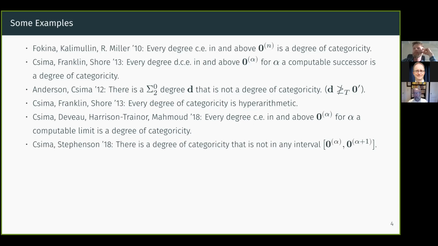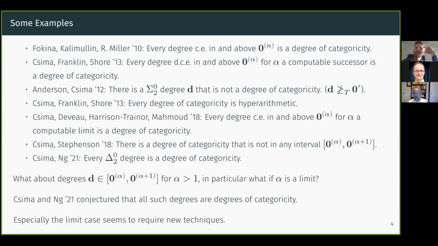And then also Chima and Stephenson, also in 2018, gave an example of a degree of categoricity that is not in any interval between two computable jumps. And recently, Chima and Ang were able to show that every delta 2 degree is a degree of categoricity. This was announced already a couple of years ago, but the preprint appeared now.